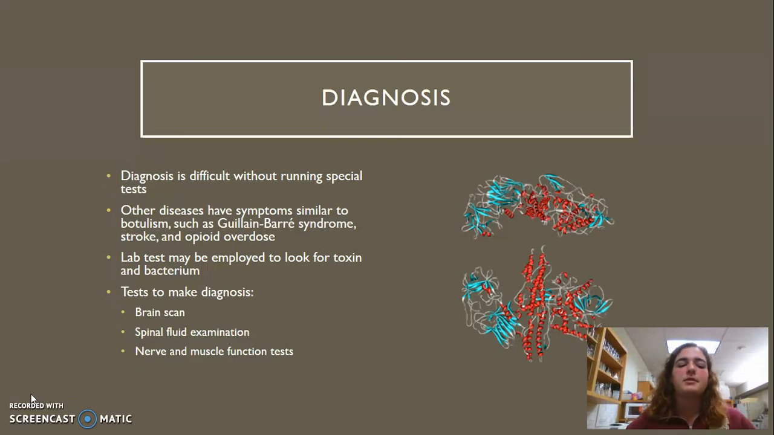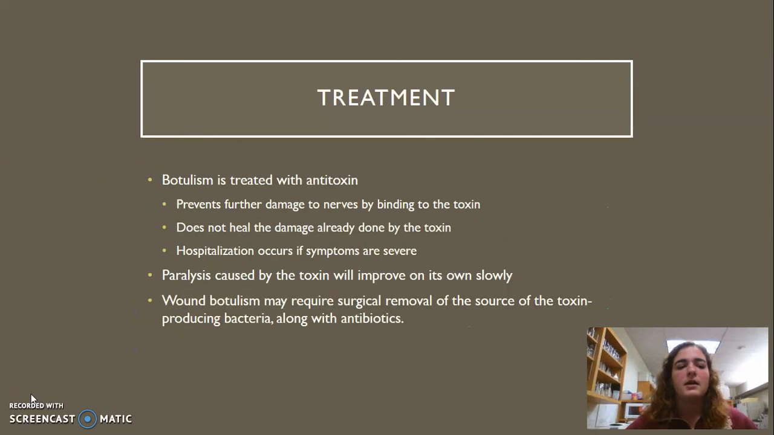And so other tests such as brain scans, spinal fluid examination, and nerve function can also be used kind of to rule out some other diseases, but also to see if botulism is the cause of these symptoms. If the physician believes that botulism is the cause of your symptoms, they can start you on the treatment for it prior to the lab tests actually confirming that botulism is the cause. And so this treatment is with an antitoxin.